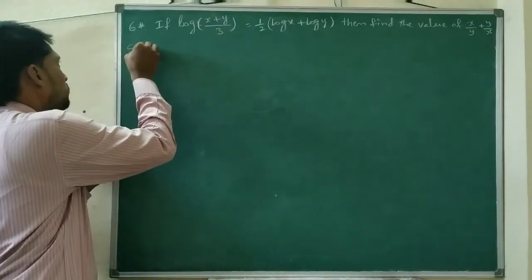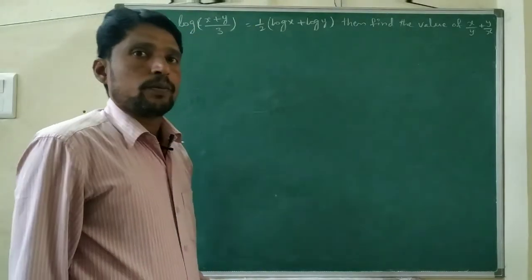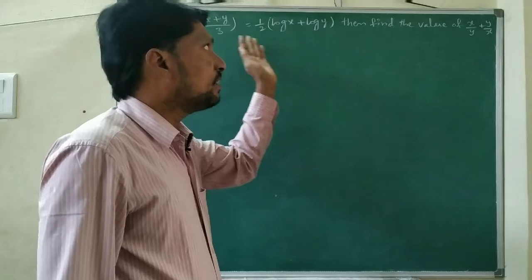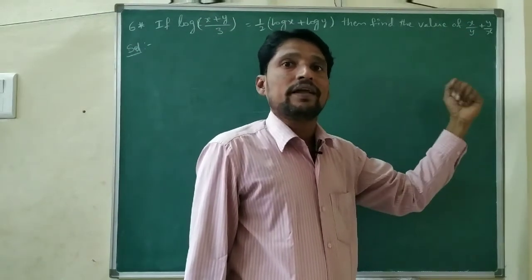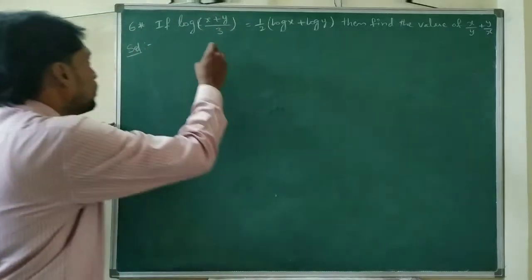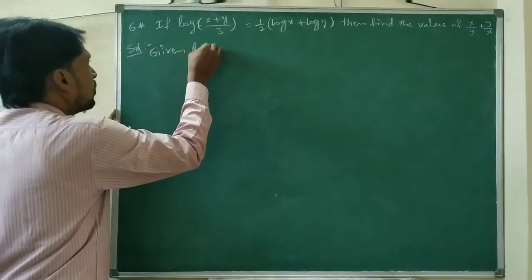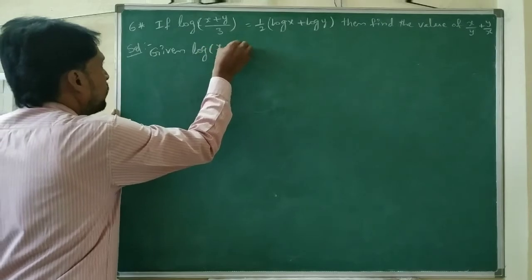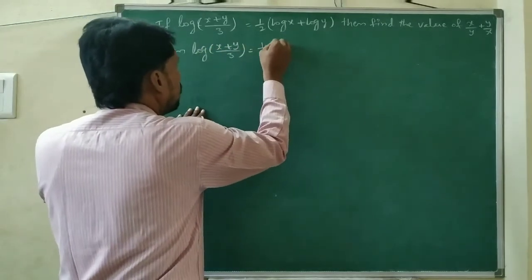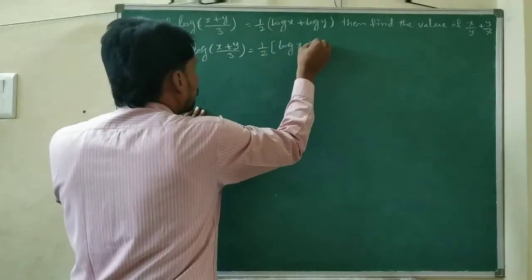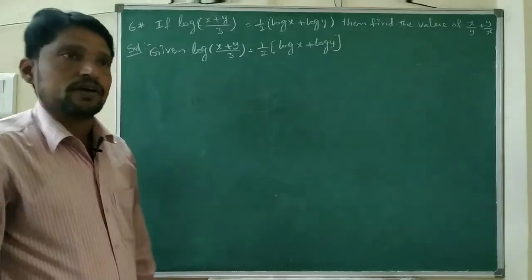So in the problem, what is given is log of (x plus y) by 3 equals 1 by 2 of (log x plus log y). We need to find the value of x by y plus y by x. So we take the given one: log of (x plus y) by 3 equals 1 by 2 of (log x plus log y).